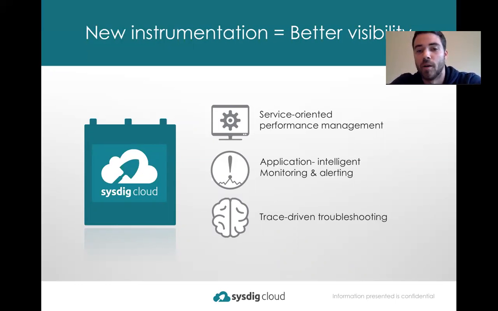So having alerts that scale as soon as new services are brought online, pre-built dashboards for services as soon as they start, and then just out-of-the-box support for your StatsD, your JVM, your JMX metrics, and a host of other applications. And then my favorite part here is actually trace-driven troubleshooting.